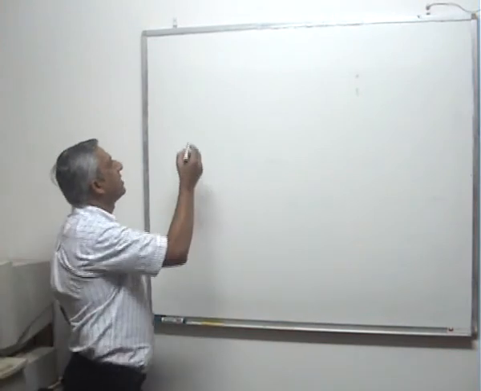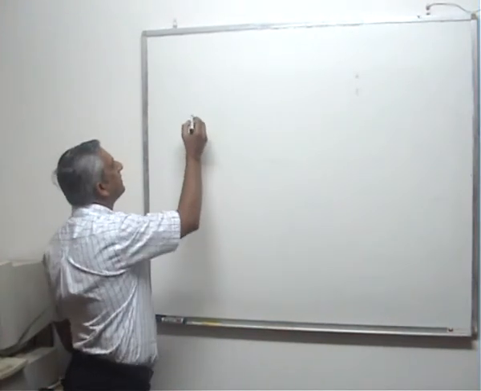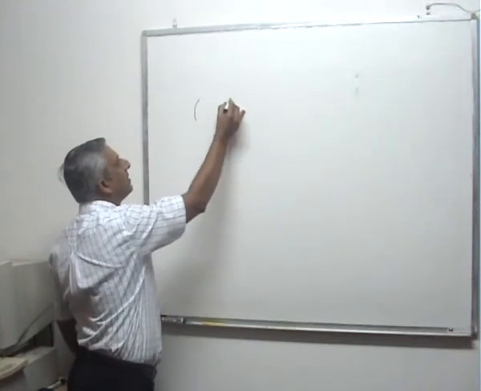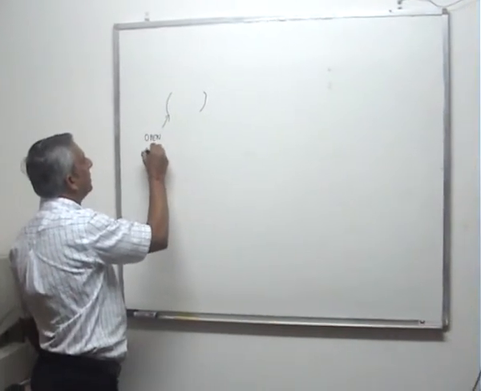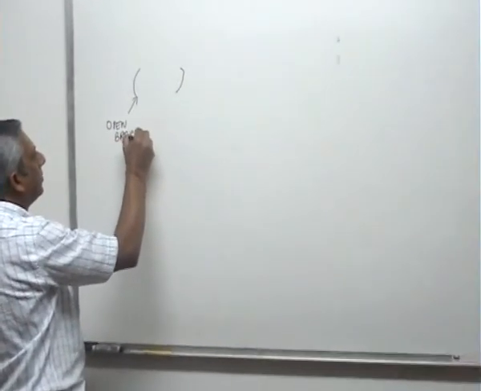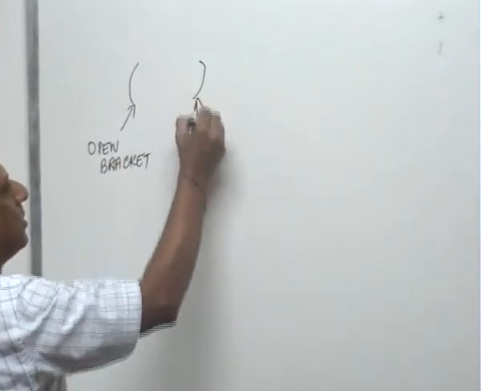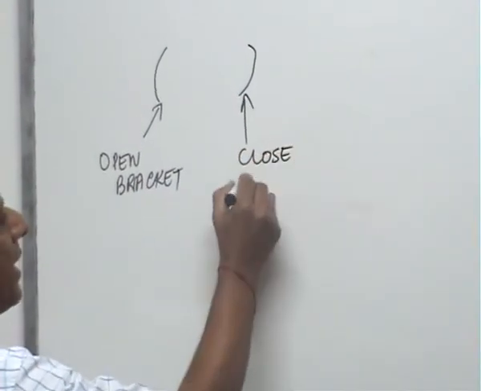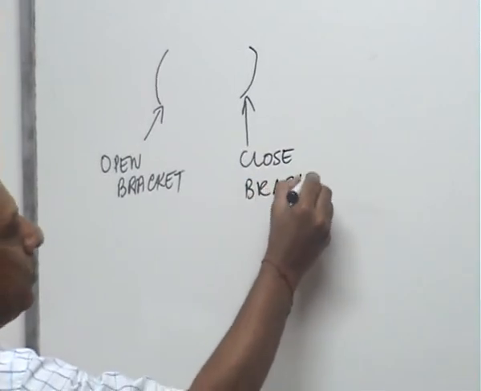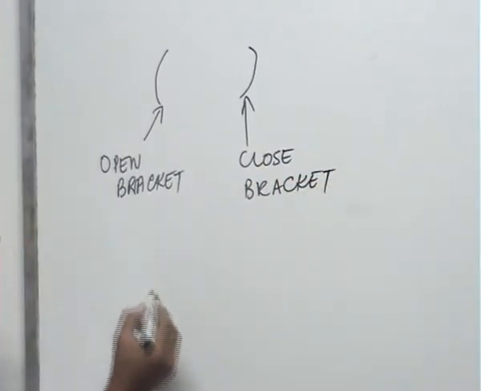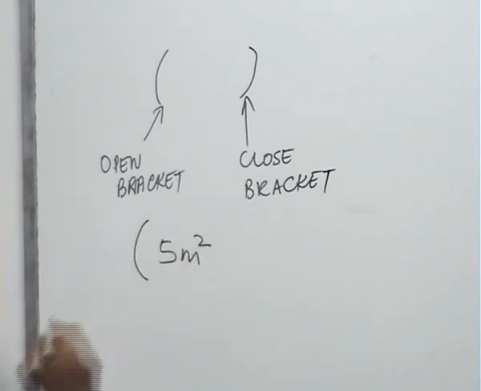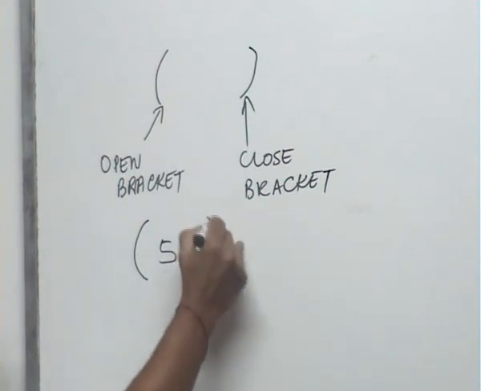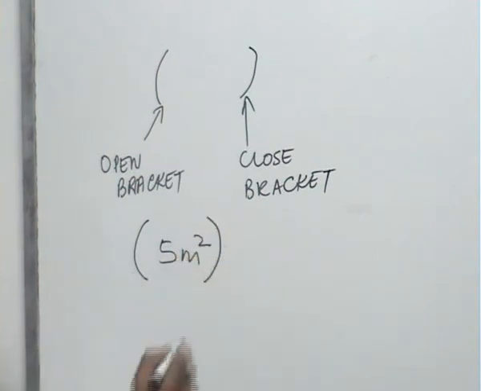Okay, before we move on to exercise 8, I need to explain something. You see, when a bracket is written like this, one is called open bracket, and this one is called close bracket. So, if I say open bracket, then you'll write that. 5m squared, you'll write 5m squared. Close bracket, then you'll close bracket. Or to the 3, then you write the 3 like that.